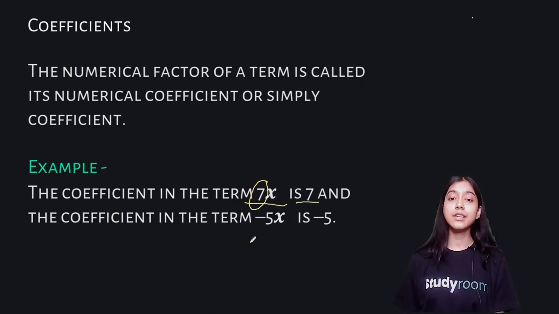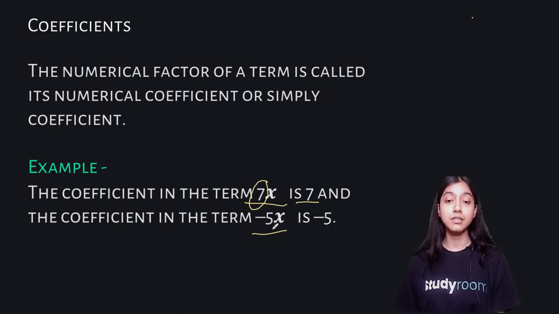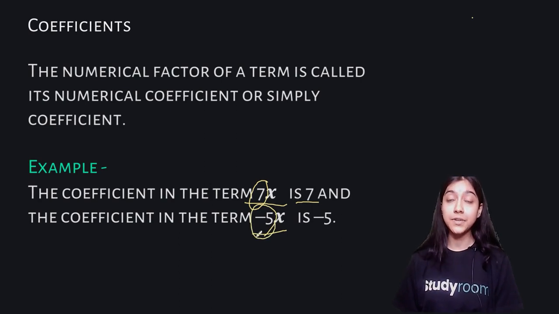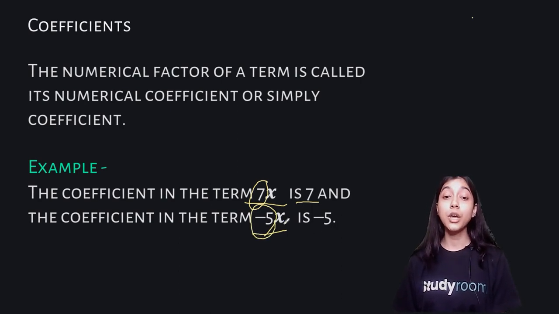Again we have another example, that is minus 5x. So the number that is before the variable is minus 5. So minus 5 is the coefficient of this given term minus 5x. So from here we can conclude that the coefficient is nothing but the numerical factor of any term.